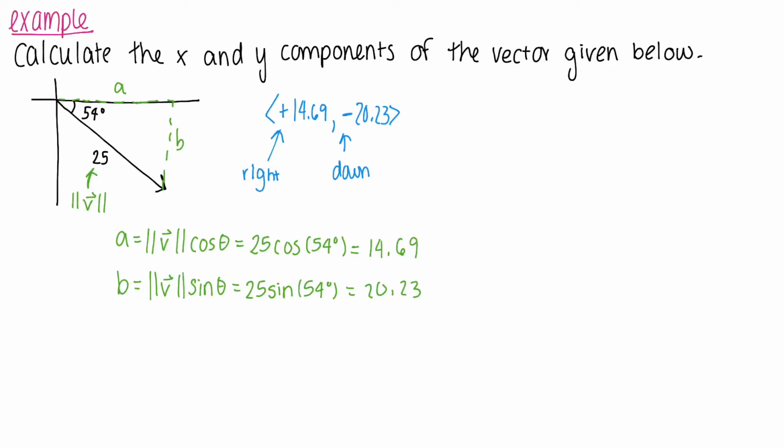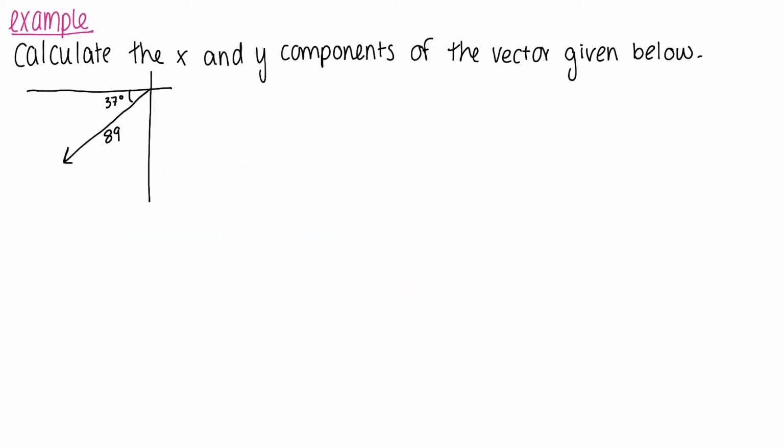And we already put our signs here, so let me just make it nicer. This would be 14.69, comma, negative 20.23. And just double checking, this is positive, right? Because it does go to the right, so it should be positive. This guy is negative because he goes down. And there you go, that's calculating those components. Let's do another example.